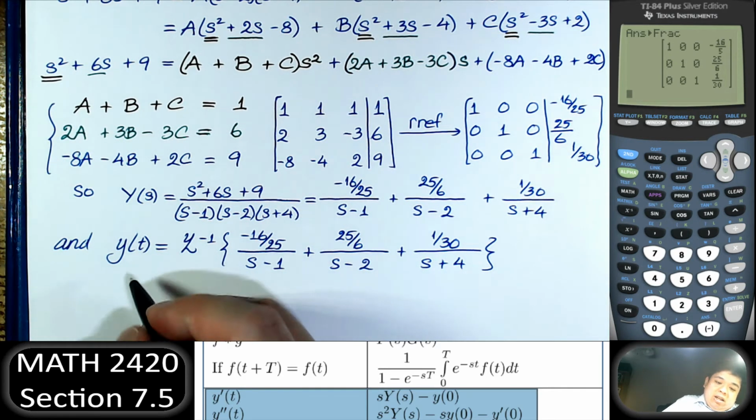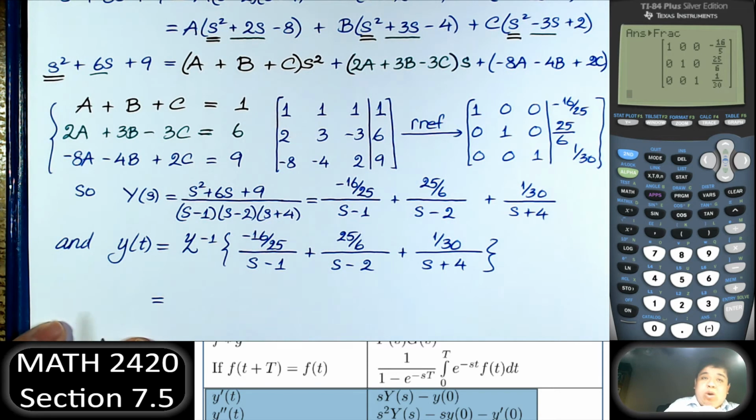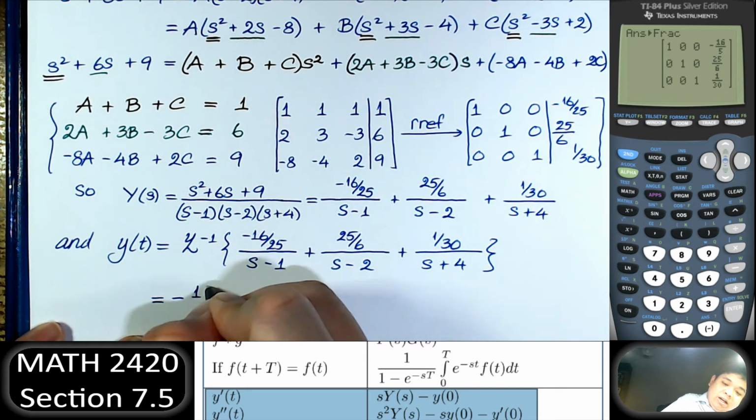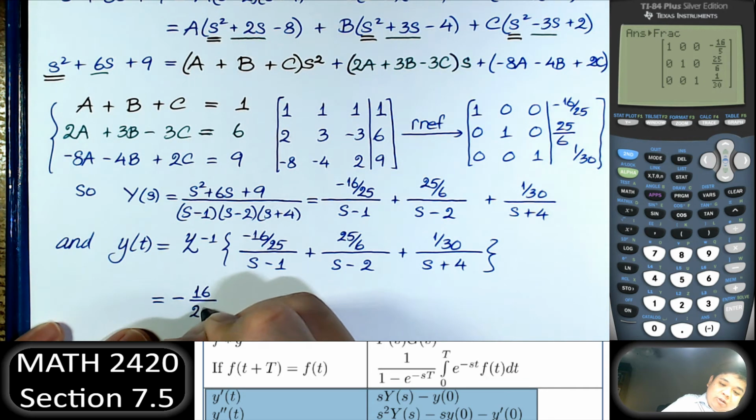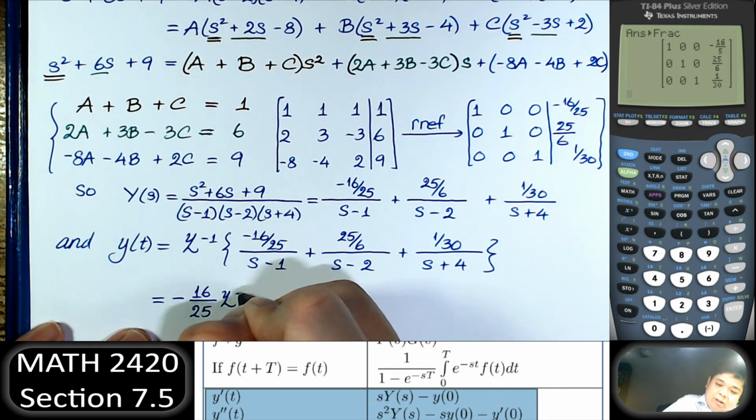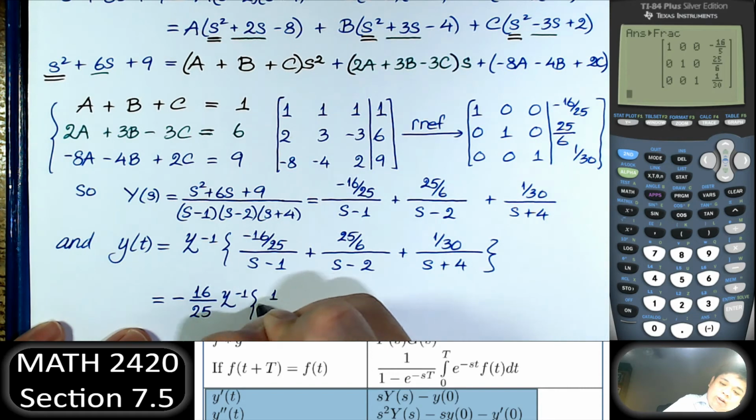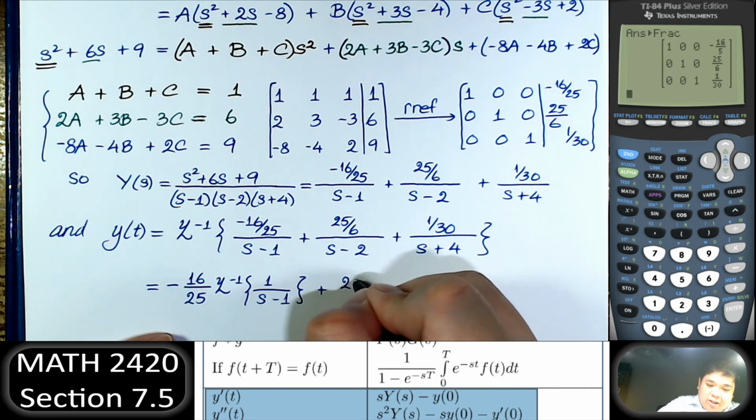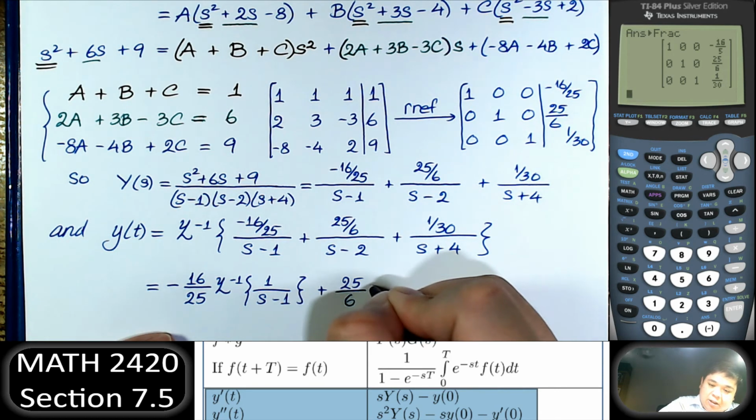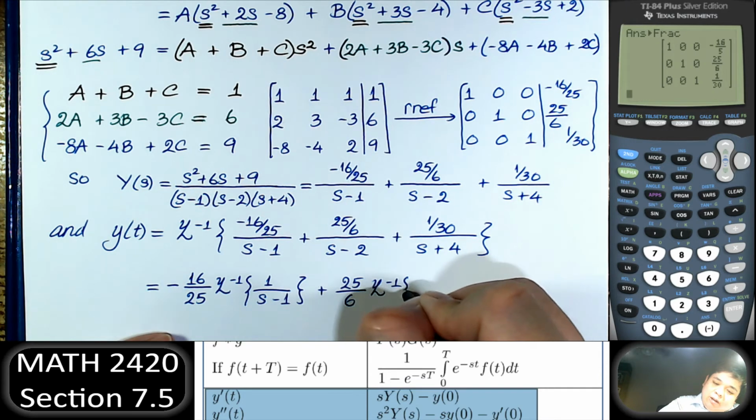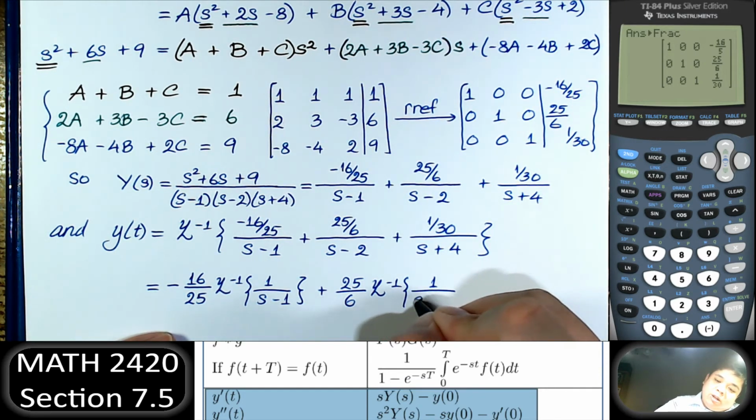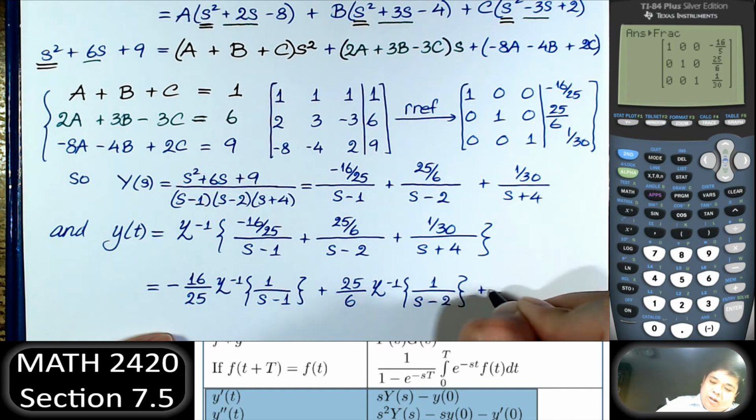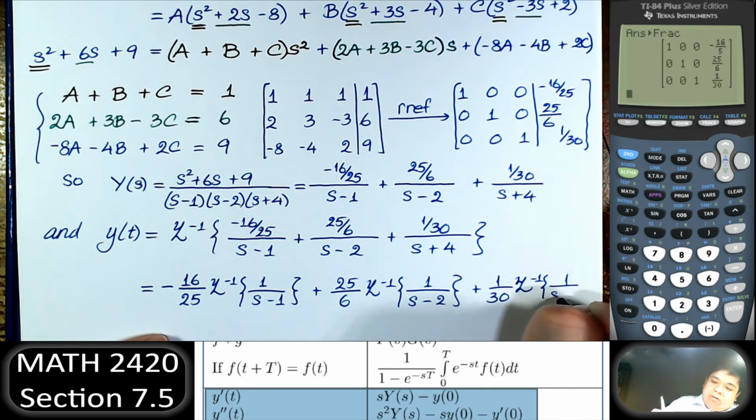And then we can just split this out because the inverse Laplace transform is also a linear operator. Negative 16 over 25, and we just have 1 over s minus 1. And then 25 over 6 times the inverse Laplace transform of 1 over s minus 2. 1 over 30 times the inverse Laplace transform of 1 over s plus 4.